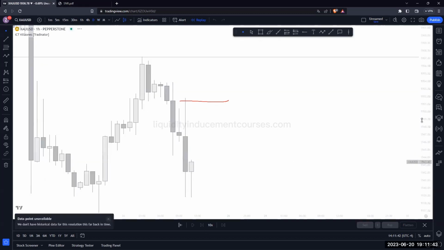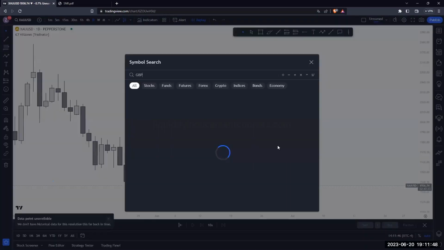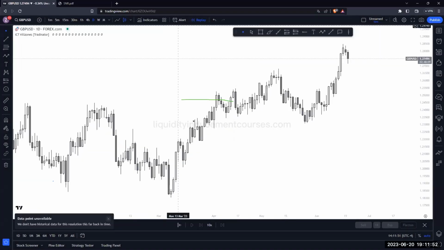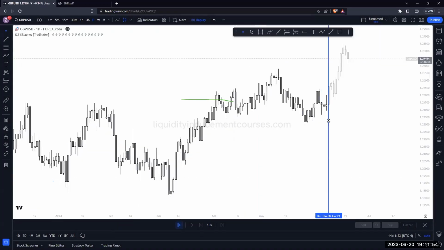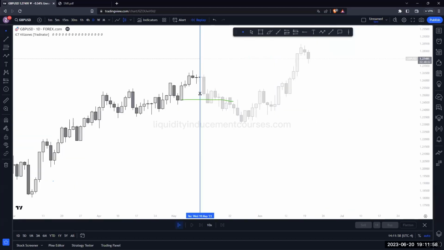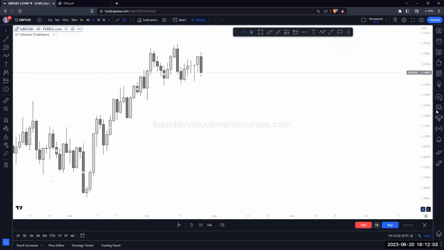Let me give you another example on GU. This one is very good to explain. It was a QM on the daily, if I'm not wrong. AB, do you remember the GU? Oh yeah, it's there. Okay.